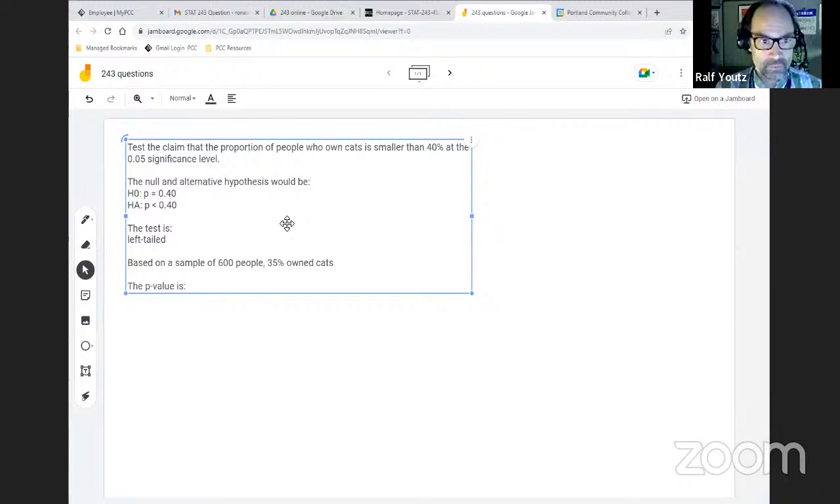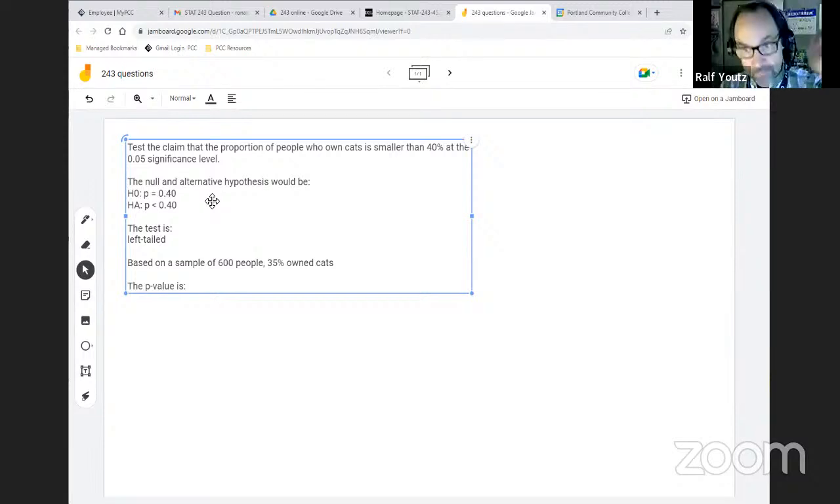Test the claim that the proportion of people who own cats, meow meow, the best animals, is smaller than 40%, at the 5% significance level. I already know the null and alternative hypotheses. Null hypothesis: assume the proportion of people who have cats is 40%, at least that big. Alternatively, they're claiming it's smaller, so that goes in the alternative: less than 40%. That makes it a left-tailed test, and we'll see how that looks as we do our work.